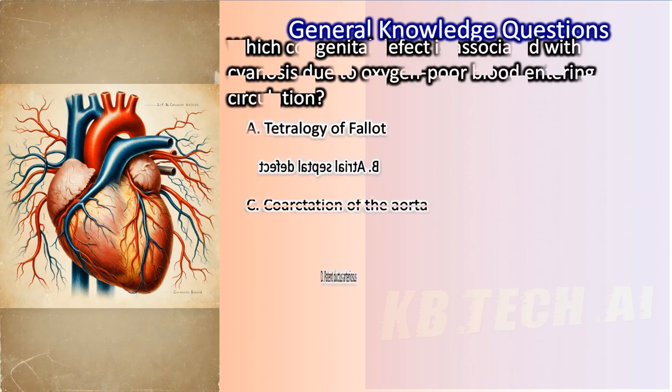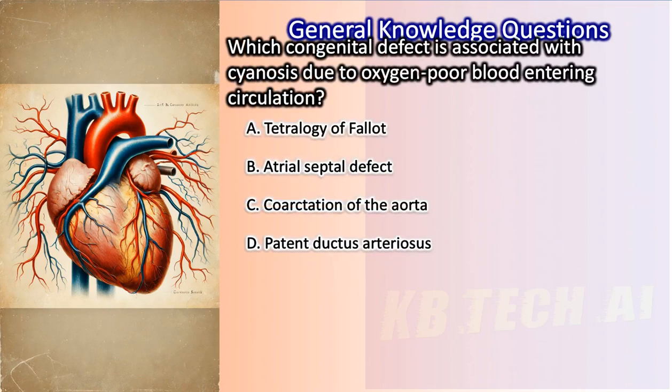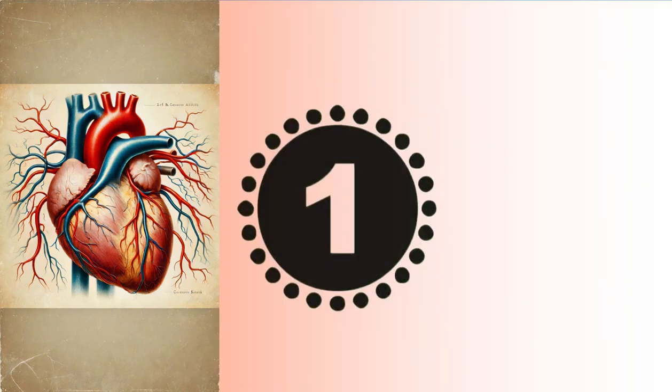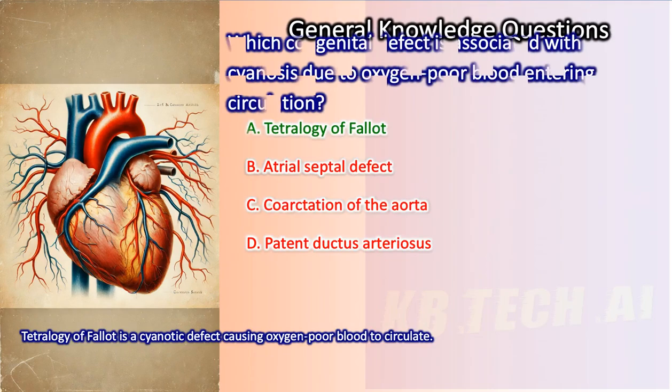Which congenital defect is associated with cyanosis due to oxygen-poor blood entering circulation? Option 1, tetralogy of Fallot. Option 2, atrial septal defect. Option 3, coarctation of the aorta. Option 4, patent ductus arteriosus. The answer is option 1, tetralogy of Fallot.